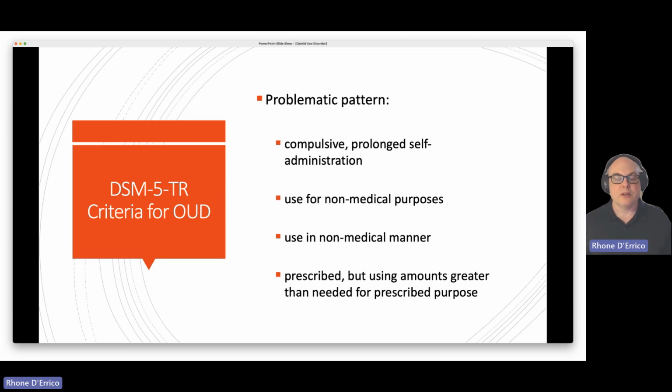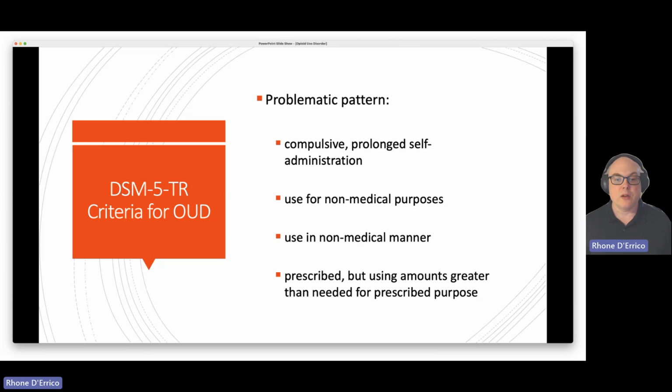That problematic pattern also includes use for non-medical purposes. So using it as a euphoric medication, basically, in short terms to get yourself high, that is a non-medical purpose. Likewise, in a non-medical manner. So whatever your purpose is, if you are doing an intravenous injection on your own of an opiate, that's considered a non-medical manner because we usually don't have folks give themselves intravenous injections.